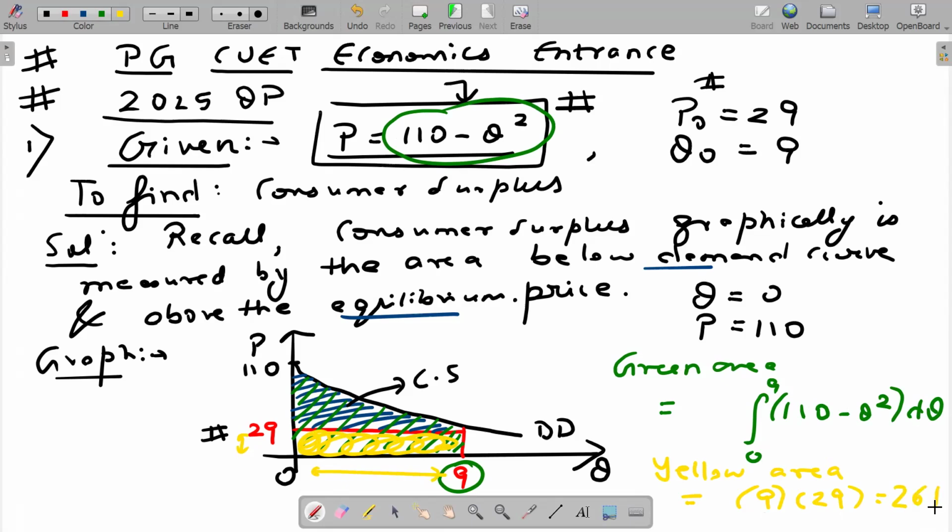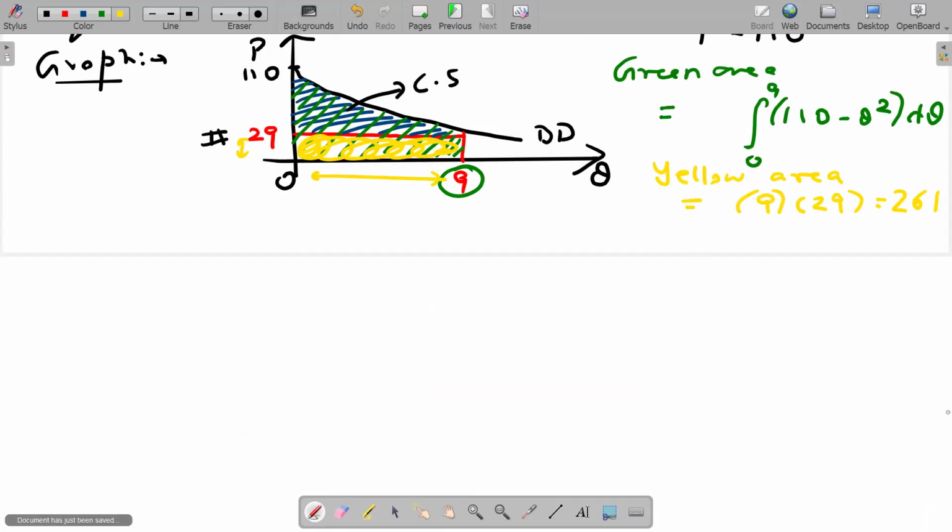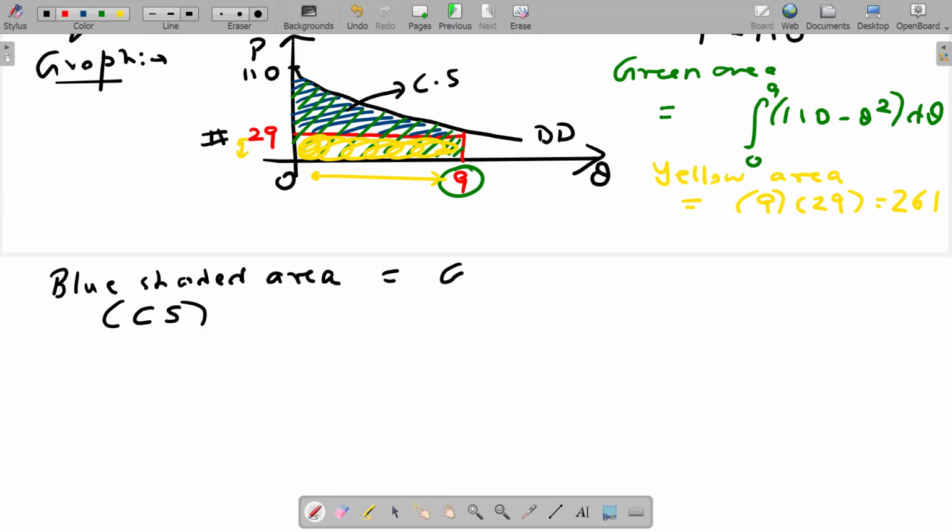So what is my blue area? If I move down, I can write that the blue shaded area, which is my consumer surplus, is equal to the whole green area, which is the area below the demand curve, minus the yellow area.